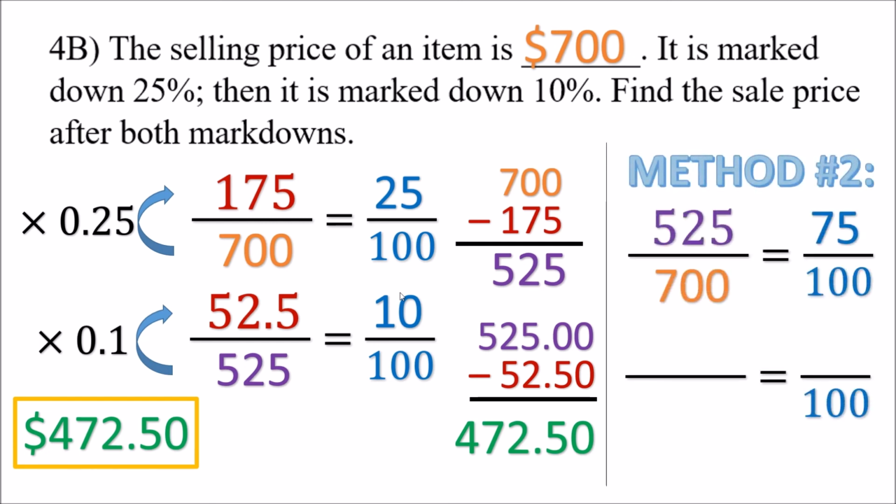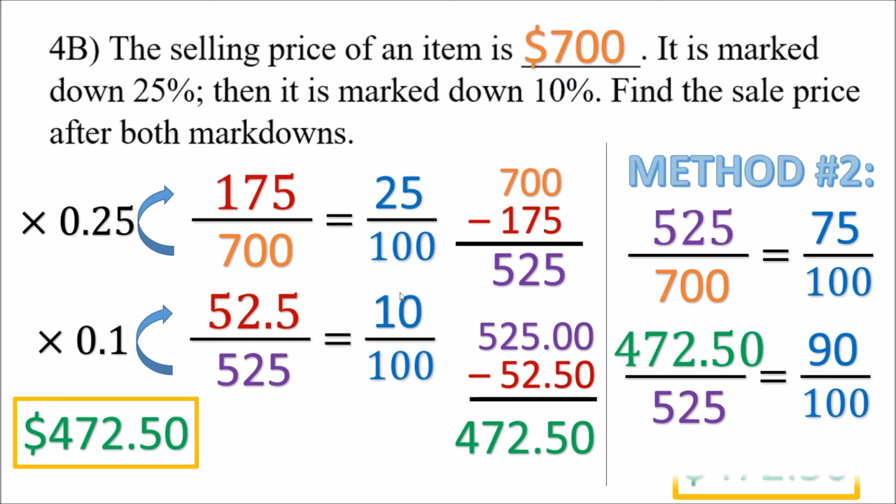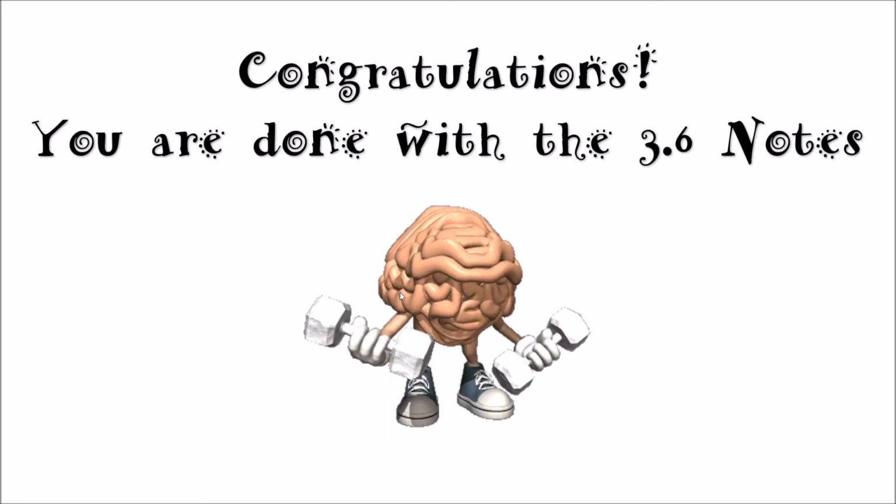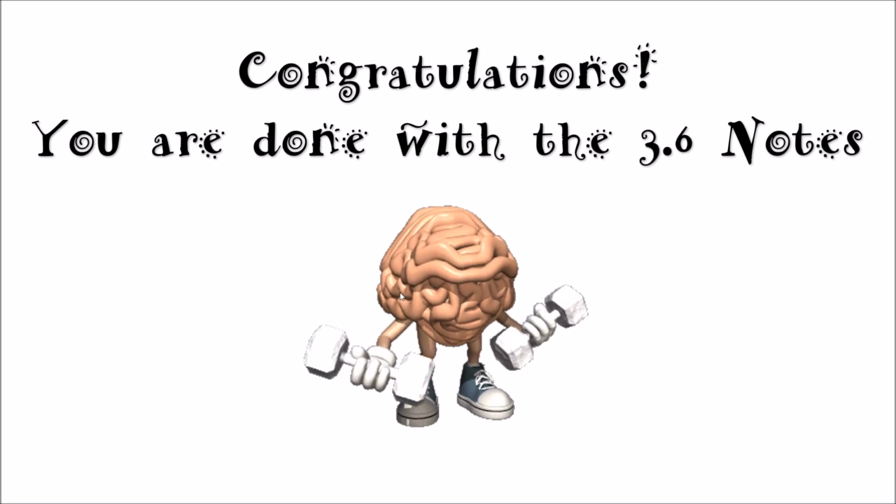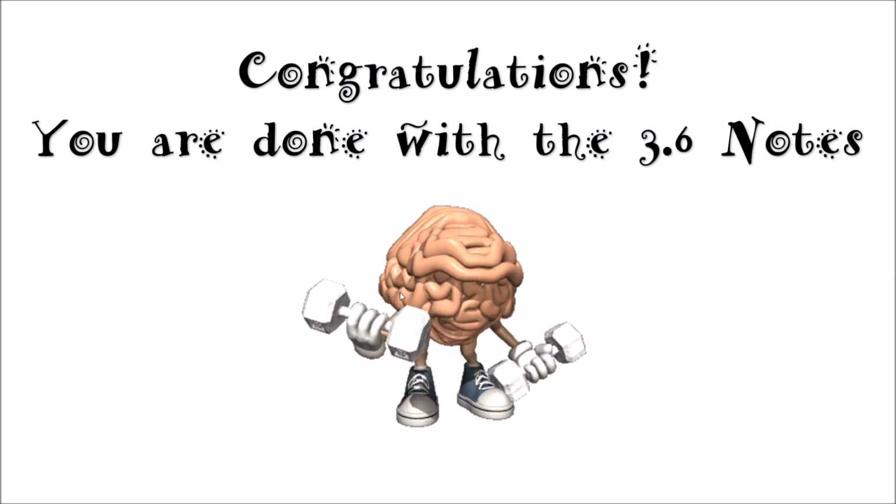You do not have to do both methods. If you want to write both down, you can, but those would be the numbers for method 2, and you should still get the same final answer. Congratulations, you have finished topic 3.6, which is the last topic in our percentages unit.